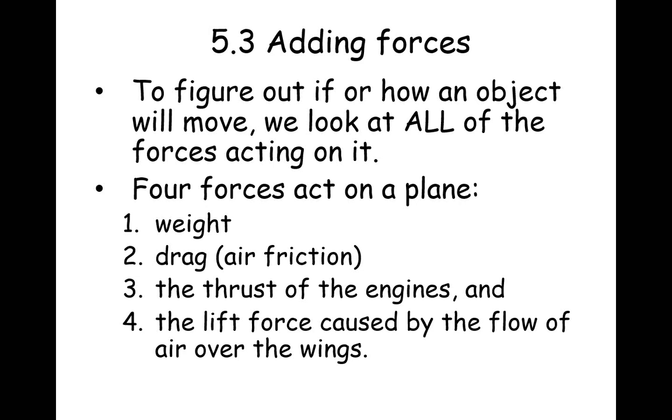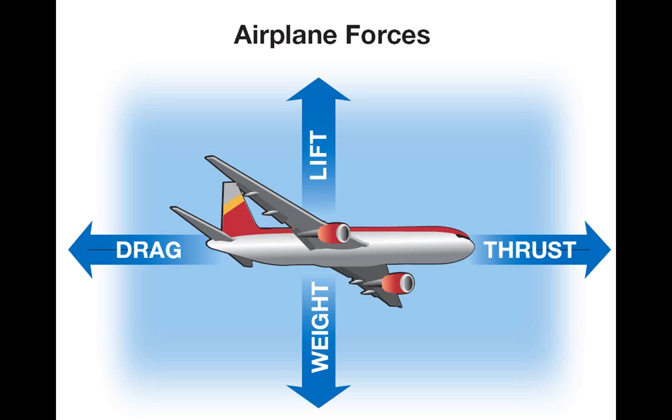Adding forces. To figure out how or if an object is going to move, you've got to look at all the forces acting on it, like the forces acting on the plane. You've got your weight, your drag, the thrust, and the lift. Forward is the thrust, drag is the air resistance, weight is the gravity pulling on it at 9.8 meters per second squared, and lift is what the wings do.